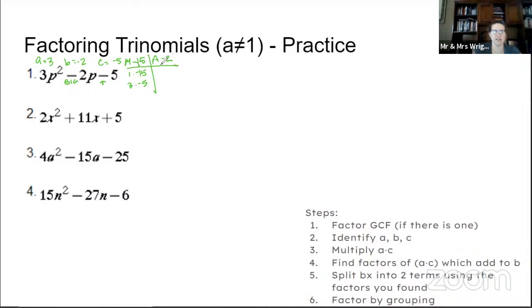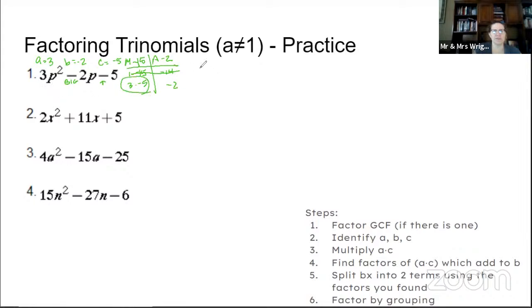So we're trying to get to -2. 1 plus -15 is -14. So that can't be right. I hope this is it. 3 plus -5 is -2, that's what I'm looking for.